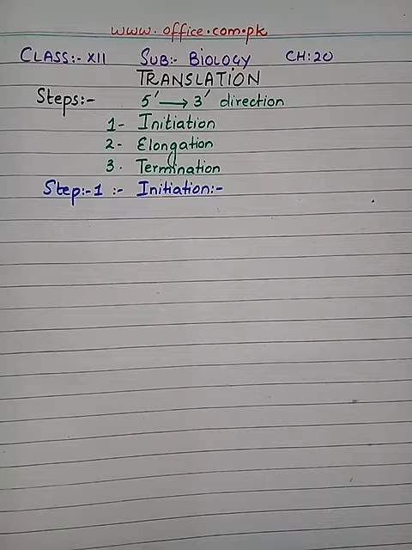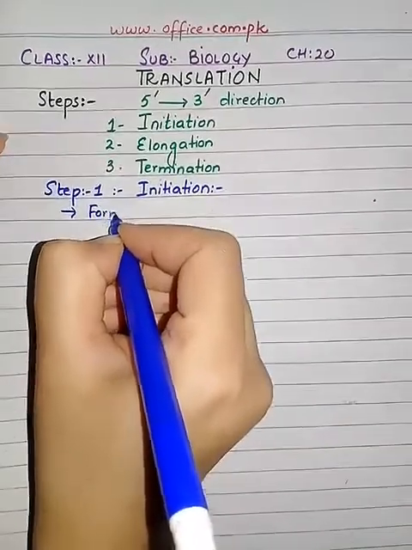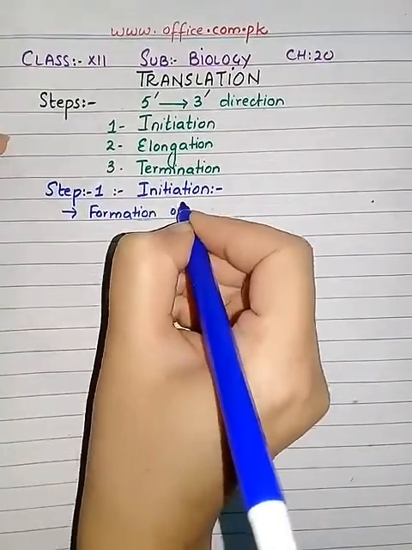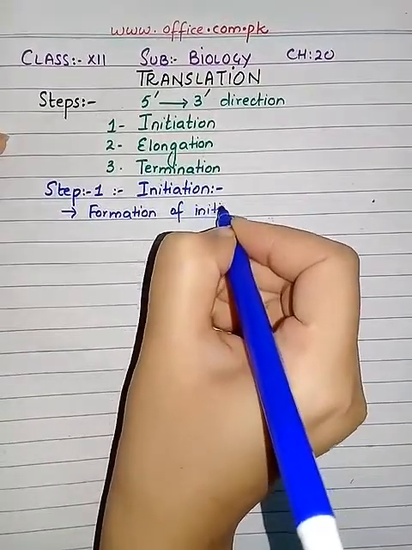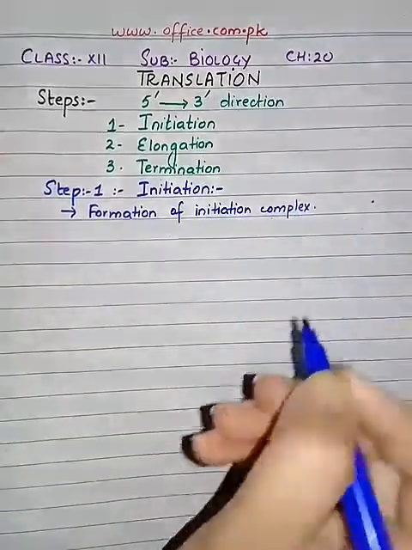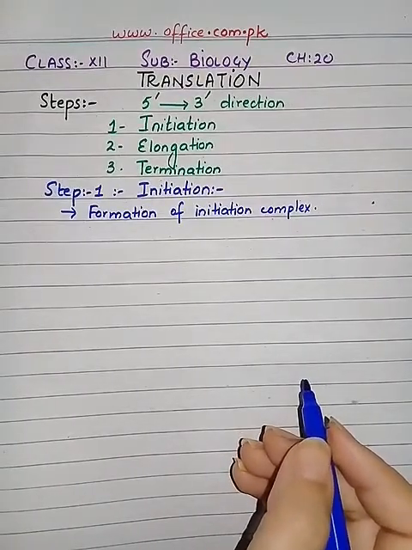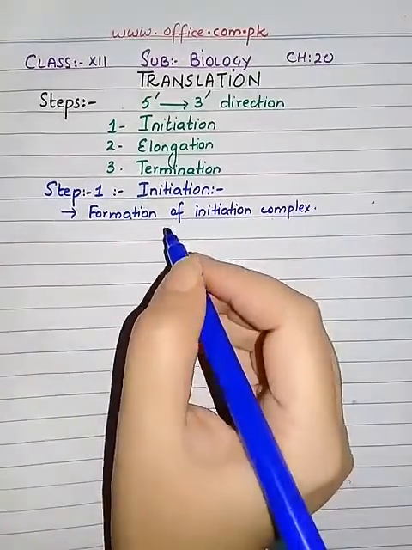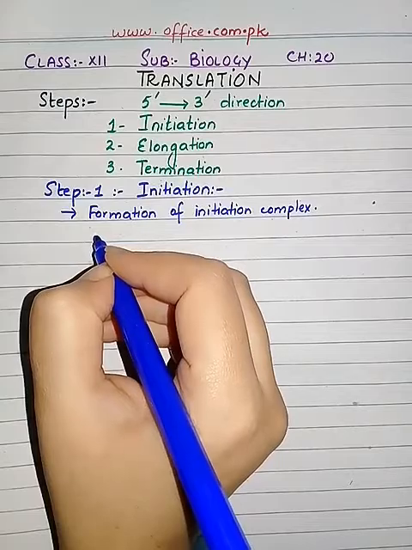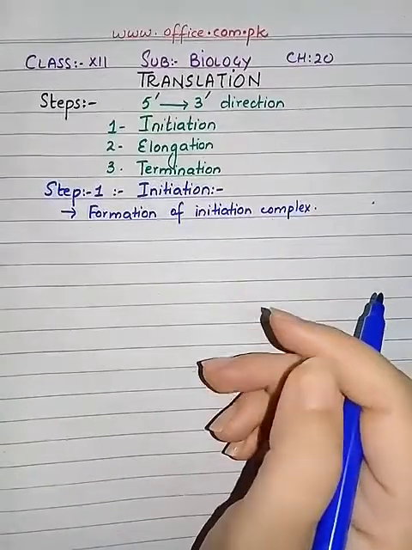In prokaryotes, we are talking about prokaryotes. So in prokaryotes, the polypeptide synthesis or the protein synthesis will begin with the formation of initiation complex. First of all, there will be formation of initiation complex. Now what is initiation complex? It is basically the combination of transfer RNA with ribosomes and then the attachment of messenger RNA.